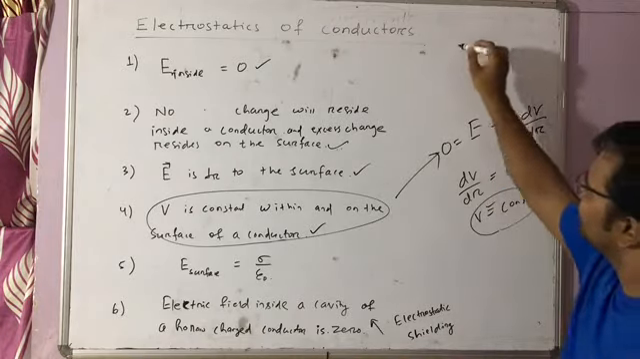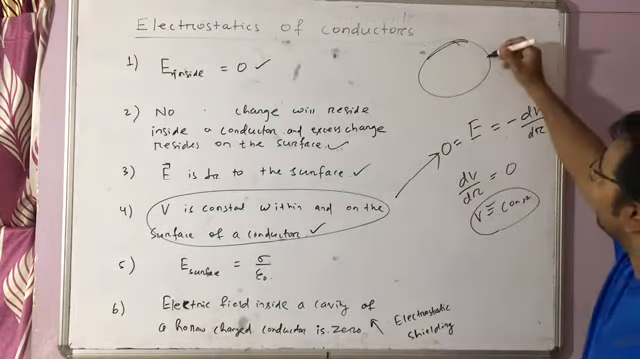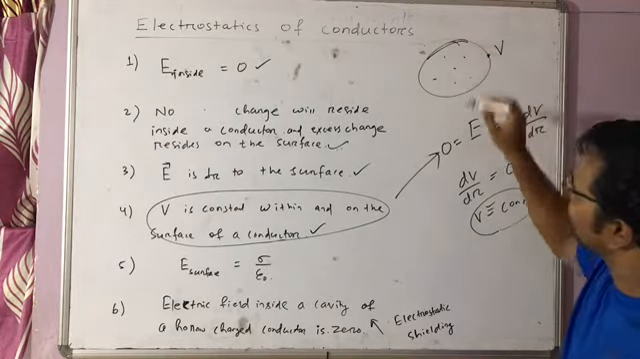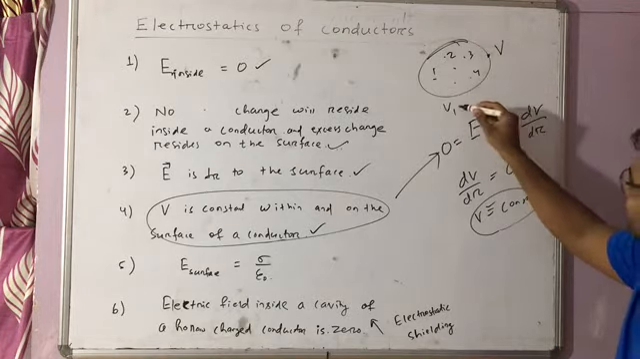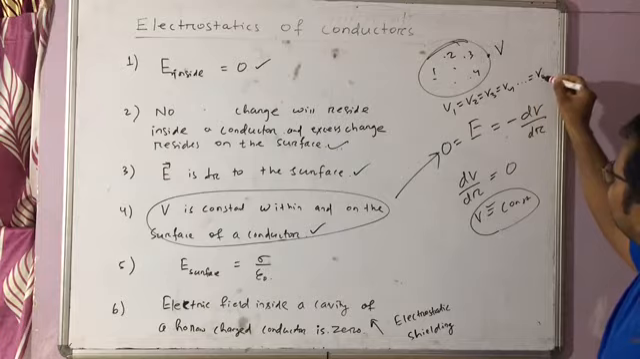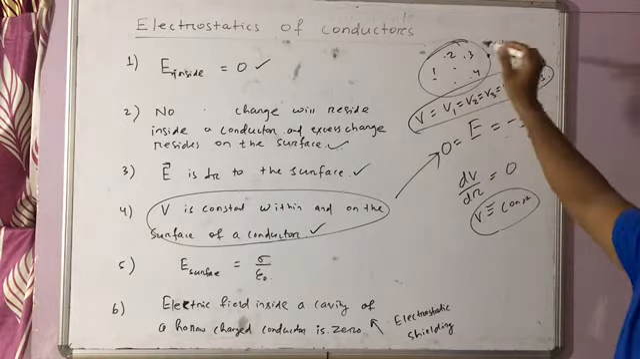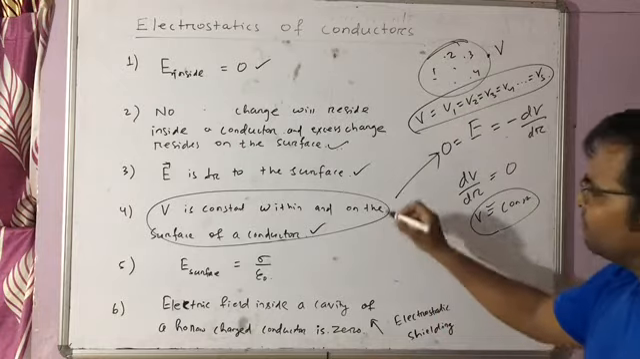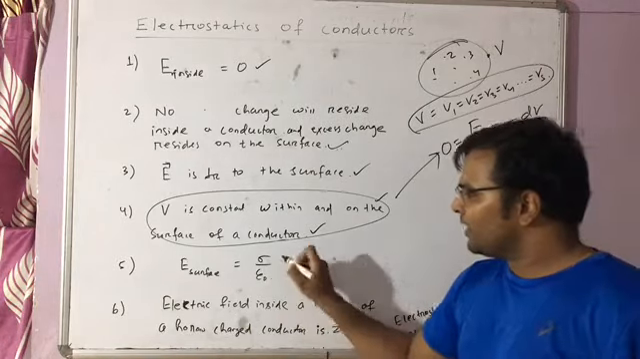Suppose you take a spherical conductor. At the surface, the value of the potential is V. Let's say I took n different points, V1, V2, V3, V4. Here the value of V1 must be equal to V2, V3, V4, which is equal to V at the surface. This means each and every point inside the conductor has the same potential as that on the surface. This is most important. Got? And this I have already proved.